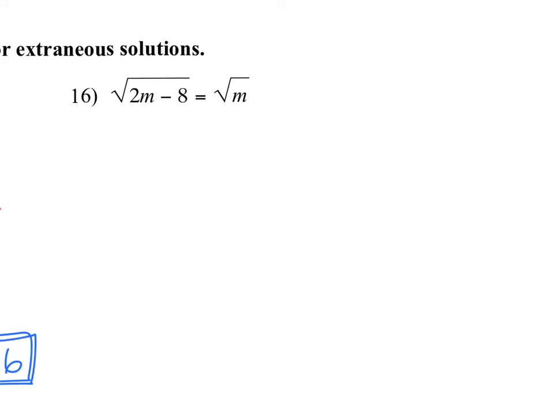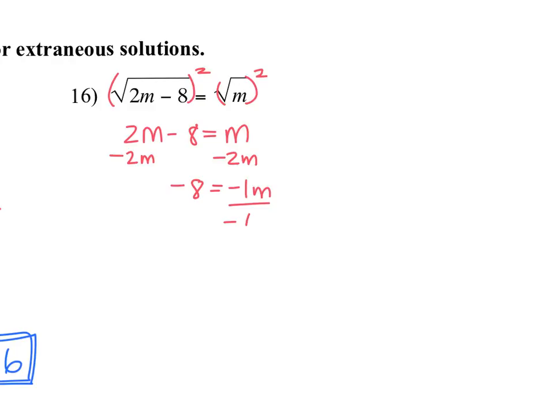All right, 16 looks worse because you've got two square roots, but it's actually going to be easier. We're going to square. And what that's going to do is cancel my square roots on both sides. So now I just have a super simple equation. I'm going to subtract 2m from both sides. Negative 8 equals negative 1m. Divide. This is like super basic algebra, right? So I've got m equals 8.